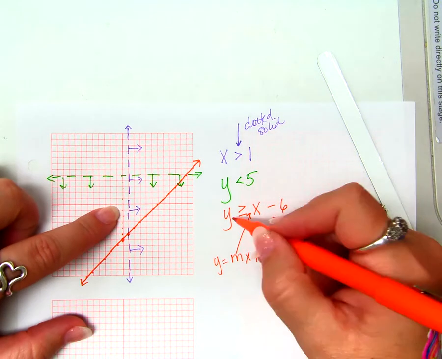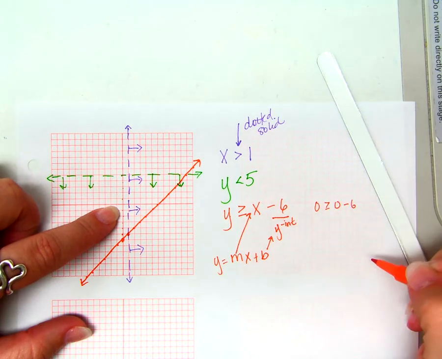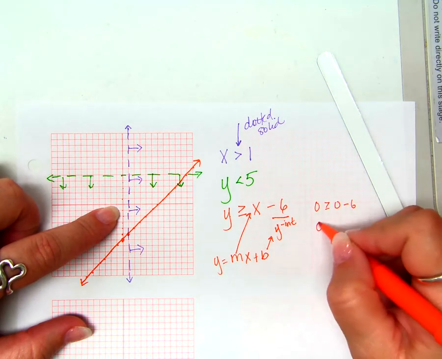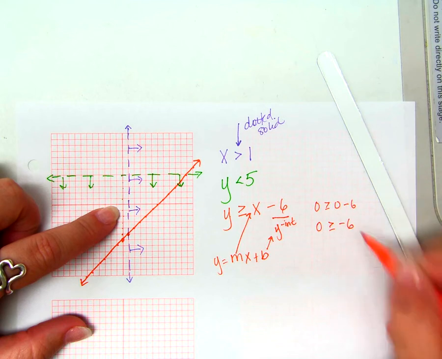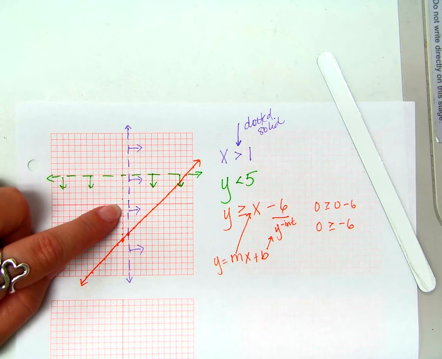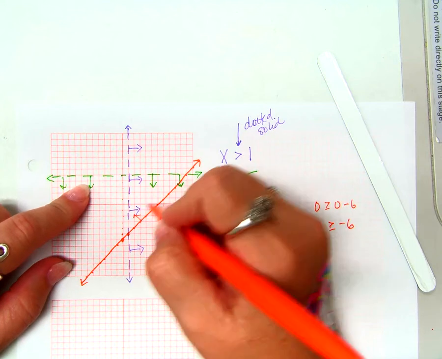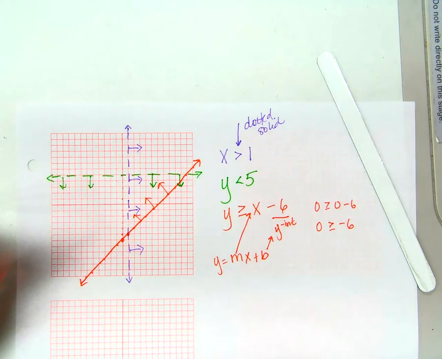So if I put in a 0 here for y and a 0 for x, I get that, right? 0 is greater than or equal to negative 6. Is that true? 0 is greater than or equal to negative 6. That is true, right? So what side of the line should I shade on? Wherever the 0, 0 was, right? So I'm going to shade up here. I'm going to shade up toward the origin.